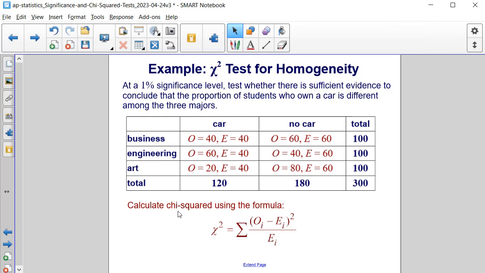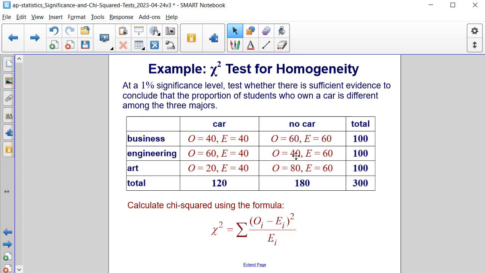The next step is to calculate the chi-squared value using the formula observed values minus expected values, that quantity squared, divided by the expected values for that item. And notice, since we need both observed and expected, we can adjust our table and write in the observed for business with a car was 40 and the expected for that was 40. For engineering with a car, the observed amount was 60 and the expected value was 40. And for art, the observed was 20 and the expected is 40.